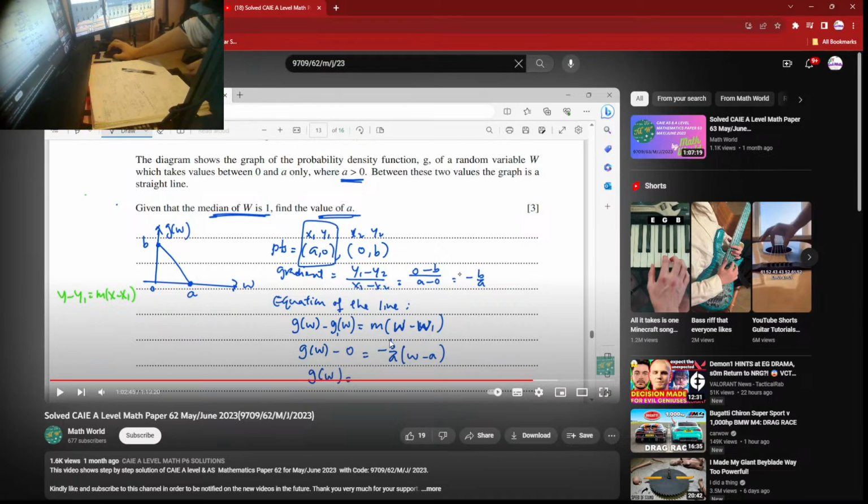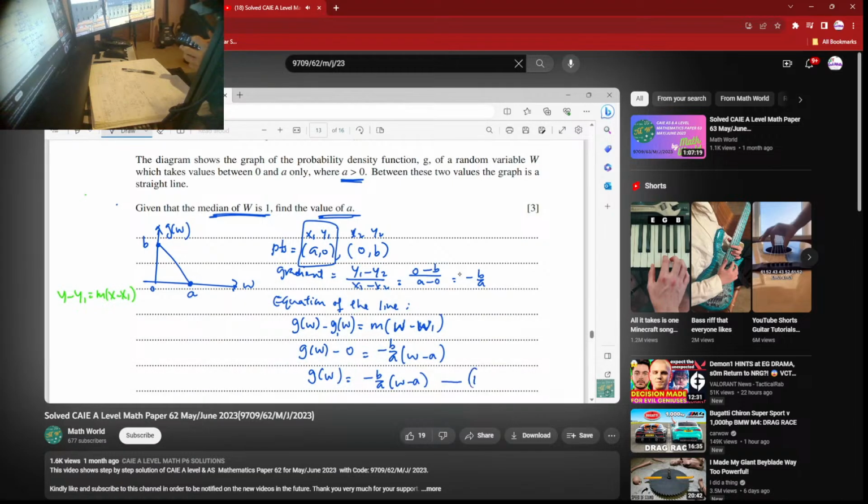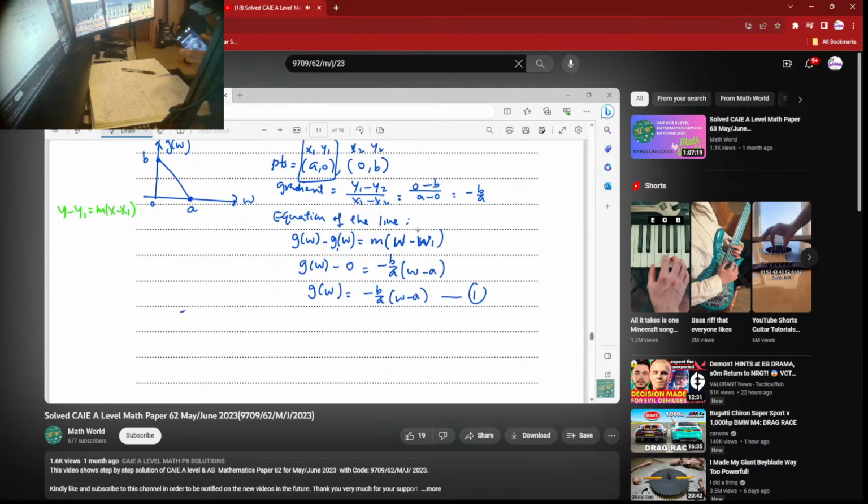But oh yeah, we're trying to find the y value for w. Negative b over a brackets w minus a. This is my GW. And we know that total area is 1 because again probability density function. So it means that total area is 1. So from here I know that half times a times b is 1 because this is a triangle.